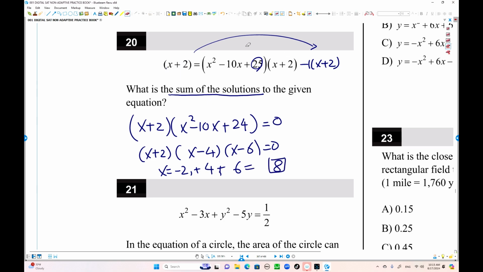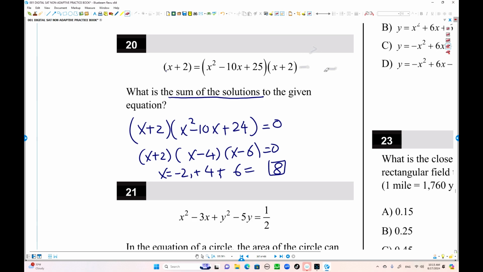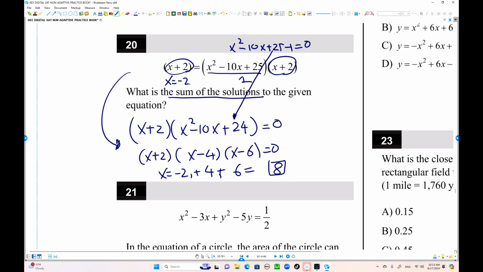Or you can solve this one in the given expressions over here. Since x plus 2 equals x plus 2, okay? You can solve this way too. So let's solve this one: x squared minus 10x plus 25 minus 1 equals 0, right? It's actually the same as factoring, okay? But this is better, I think, to avoid confusion, okay?